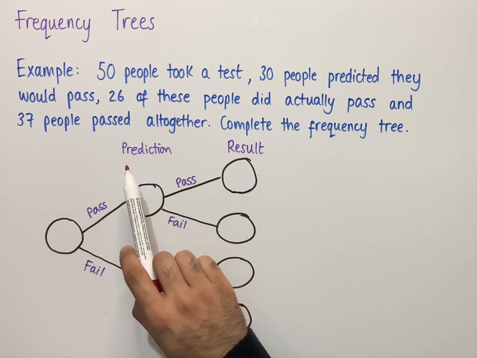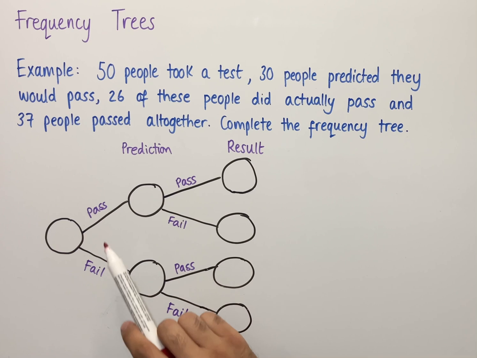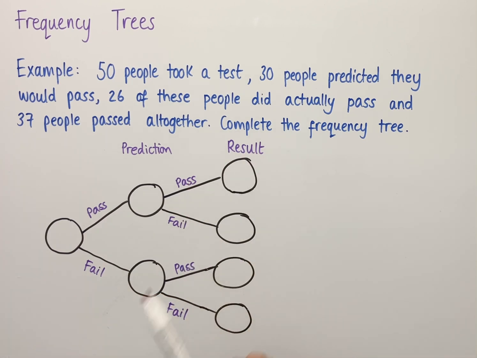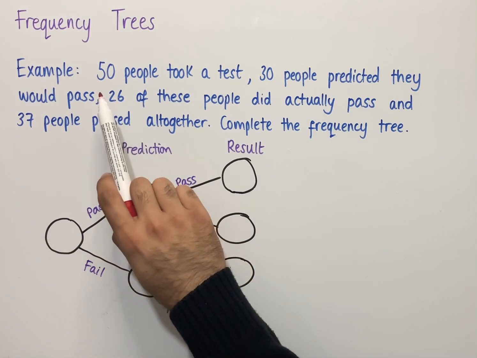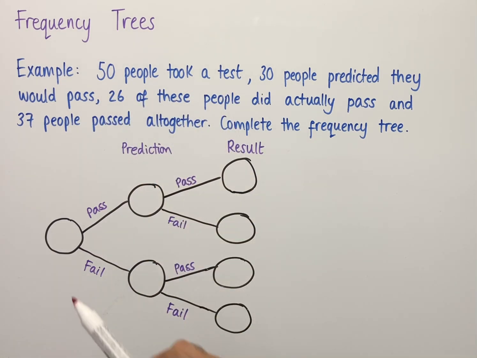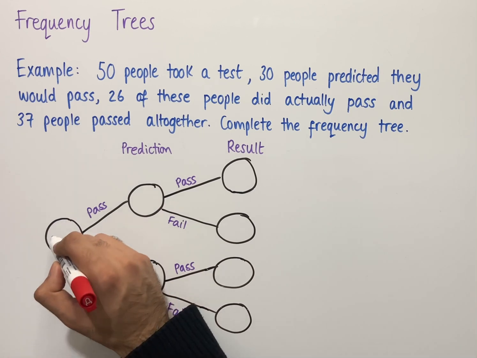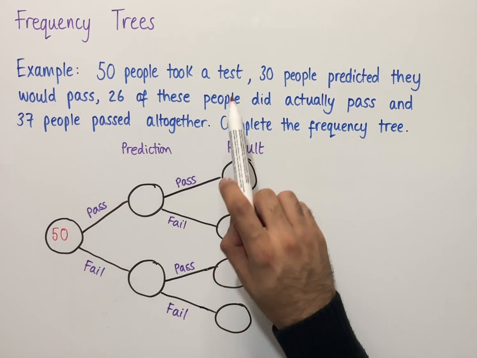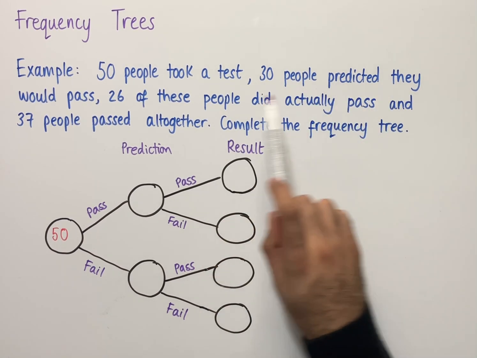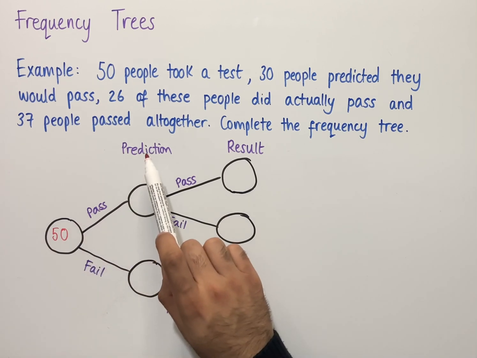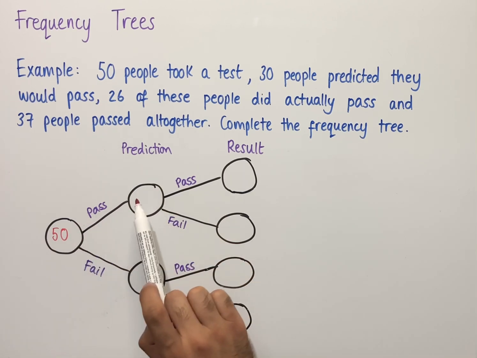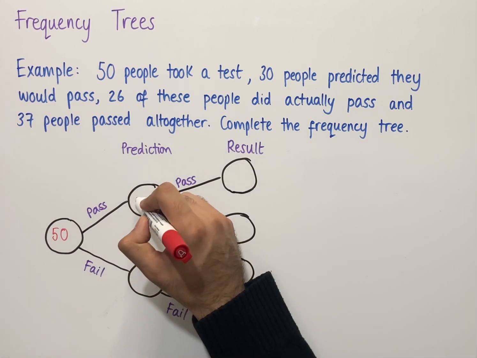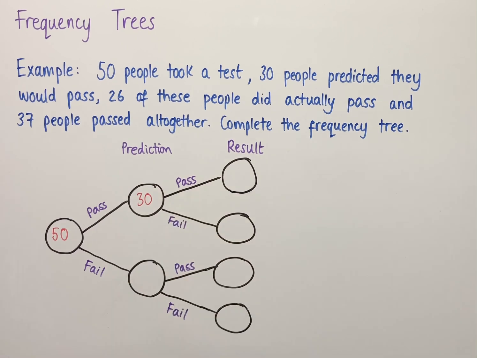So for this example, we have two different categories. The first is the prediction, whether someone predicted they would pass or fail, and then the second is the result, so whether they actually passed or whether they actually failed. We first see that 50 people took the test altogether, and so in this first circle, in the beginning, we can write 50. Then we're told that 30 people predicted they would pass. So if we look at the prediction category, this branch is indicated for pass, so we can write 30 within this circle.